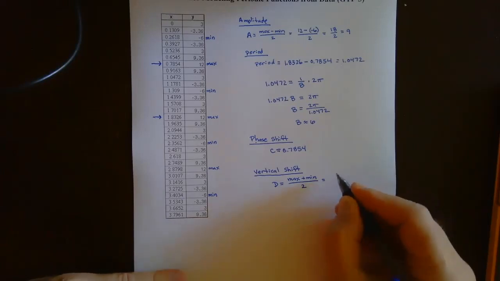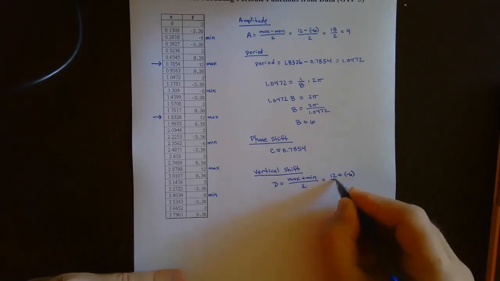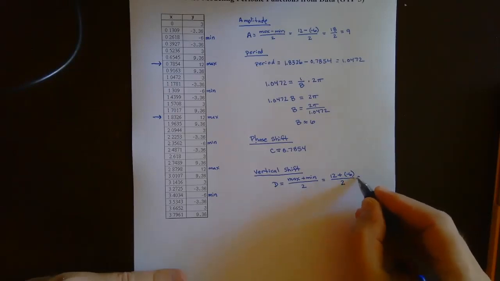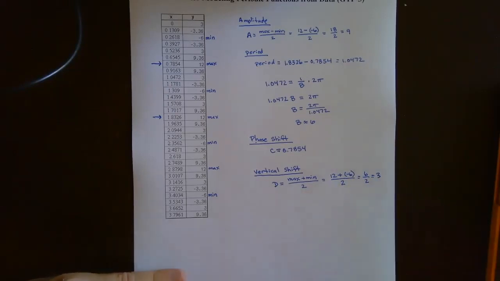And what did we say our max was? It was 12, right? And plus our minimum, which is -6. And we have to average those, so we have to divide by 2. So this would be 6 over 2, which is 3. Okay? So we have everything for our function now.